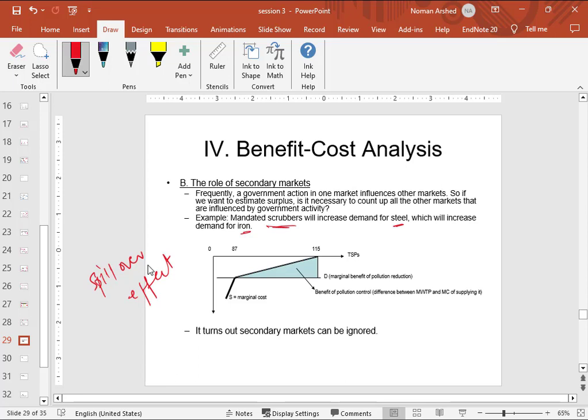Okay, so it turns out secondary markets can be ignored. In this example, which will be discussed later in detail, we'll talk about why he brings this up. Here he compares the market where the gains are shown, the marginal benefit of pollution reduction. This is the line for benefit of pollution control. When they apply the policy, this much is the gain.